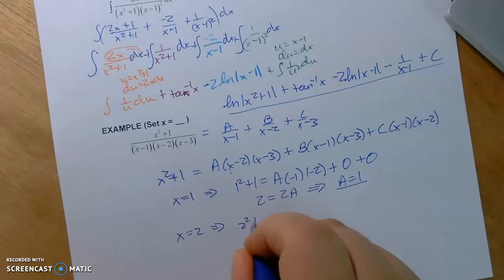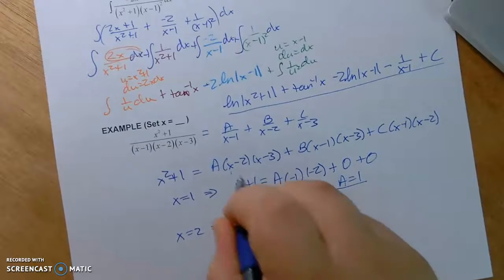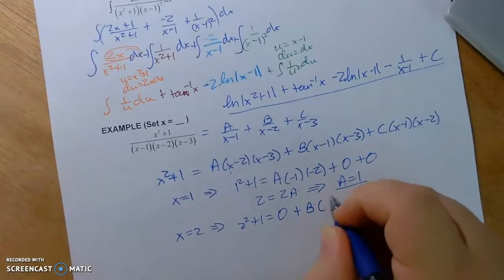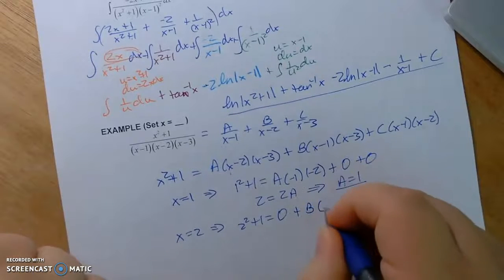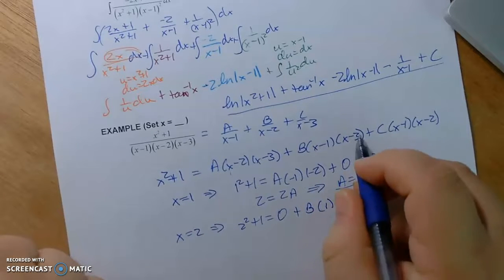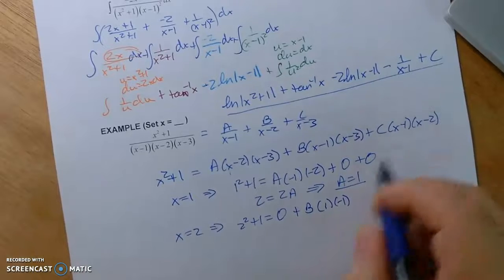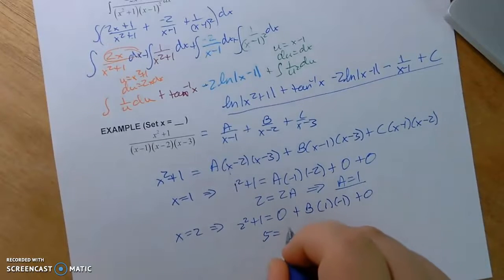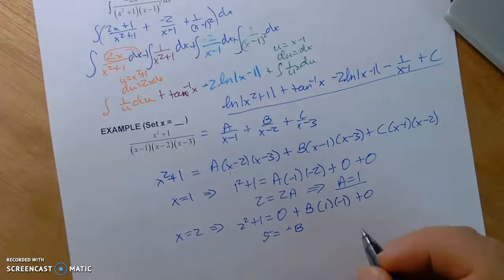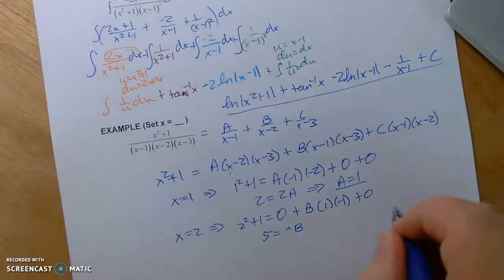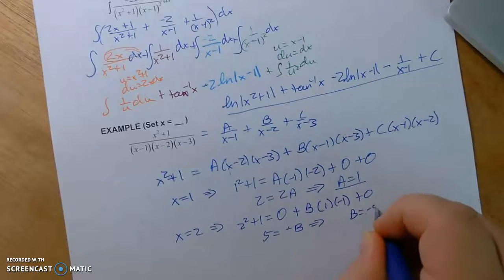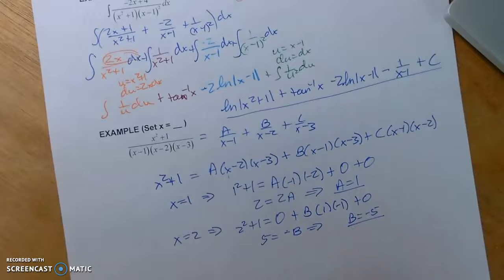So we get 2 squared plus 1 equals, that's going to be 0 here. Then we have b times, plugging in 2, we get 2 minus 1 is 1. 2 minus 3 is negative 1. And then the last term is 0. So we get 5 equals negative b. So that implies that b is negative 5. Did I do that right? Looks right.